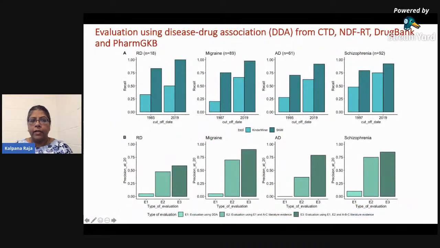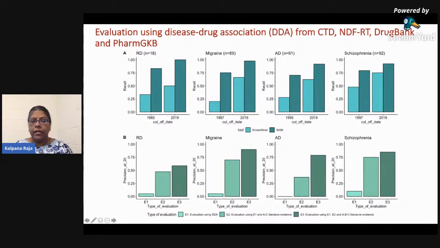So in addition to the existing evaluation approaches, we also evaluated SKiM findings on our drugs and disease associations. This we compiled from 4 existing resources, namely Comparative Toxicogenomics Database, or CTD in short, National Drug File Reference Terminology, or NDFRT in short, DrugBank, and PharmGKB. We calculated recall and precision. Again, we compared the performance of SKiM with KinderMiner.